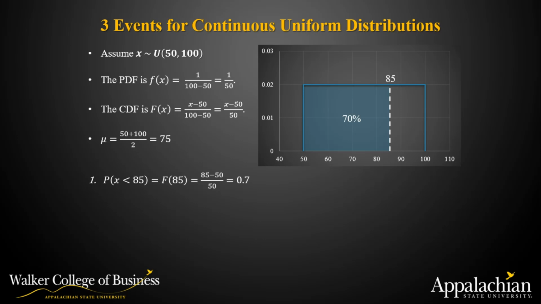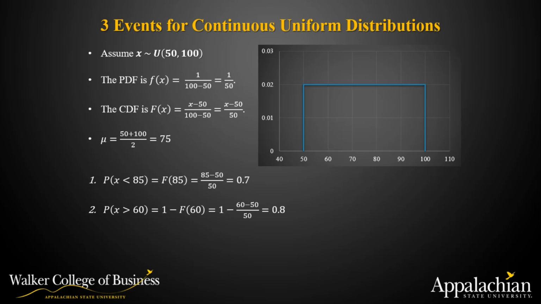The second type of event that we analyze with continuous distributions is the probability that x is greater than some value. In this example, we're going to calculate the probability that x is greater than 60. This is equal to 1 minus the CDF evaluated at 60. Since the CDF is going to give us the probability of getting less than 60, subtracting that from 1 will give us the probability of getting greater than 60. So we see that this is just equal to 1 minus 60 minus 50 over the range of 50, or in other words, 80%.